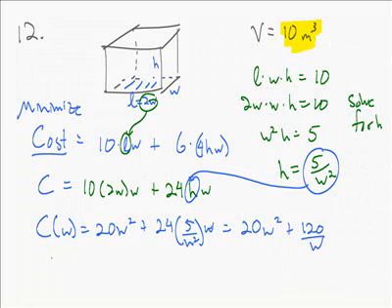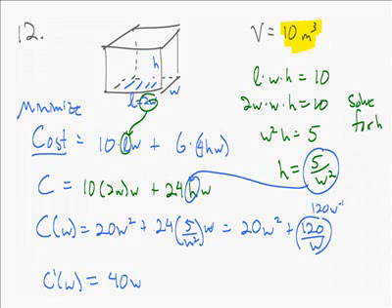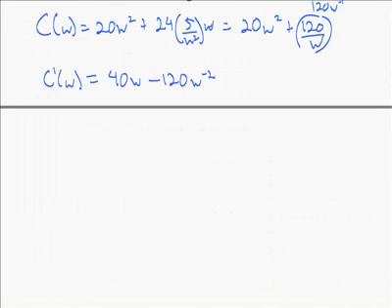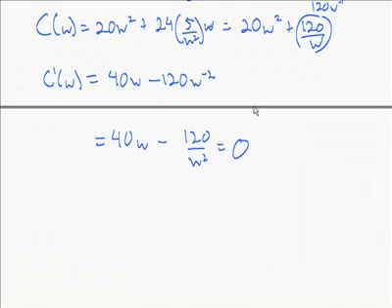Okay. So now we want to minimize our cost, so we're going to take the derivative of this thing. We take the derivative, we get 40W. This is 120, W to the minus 1 is this term right here. So that's going to be minus 120 W to the minus 2. So we've got 40W minus 120 over W squared, and we want to find the minimum of this.